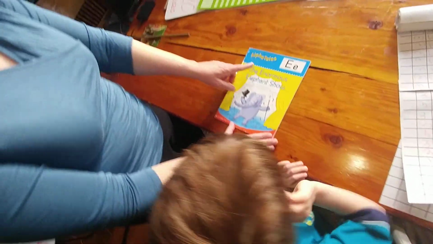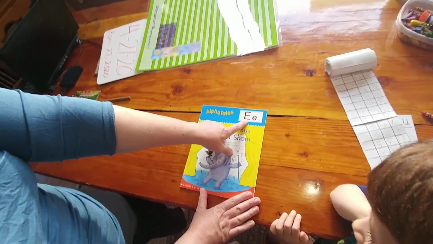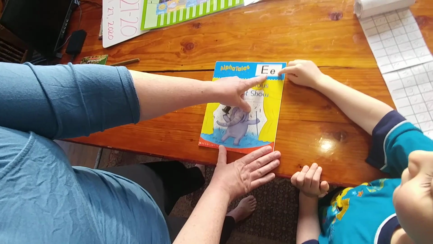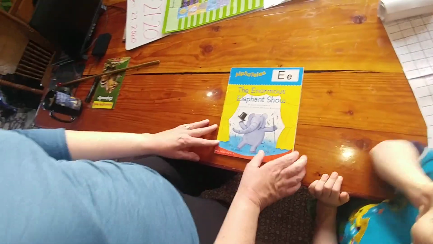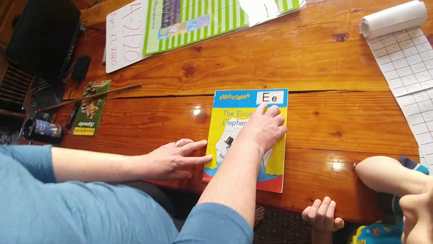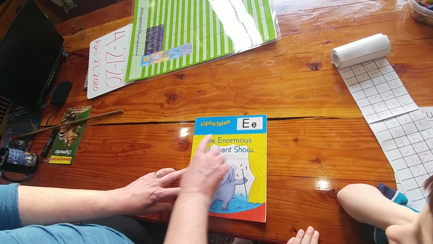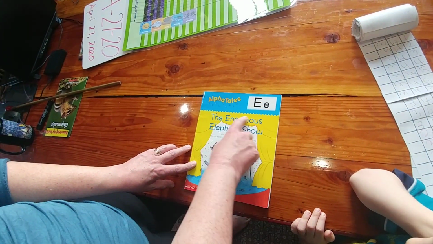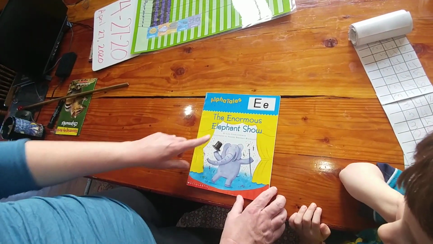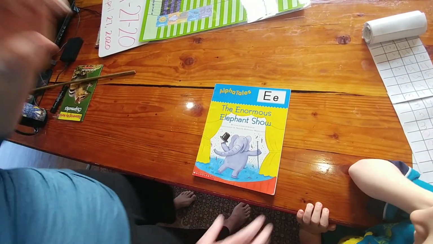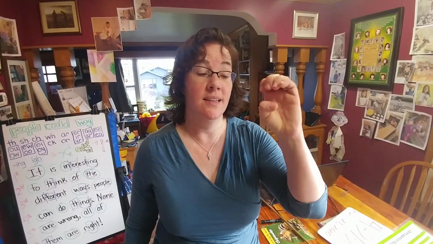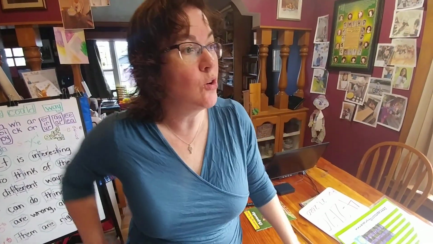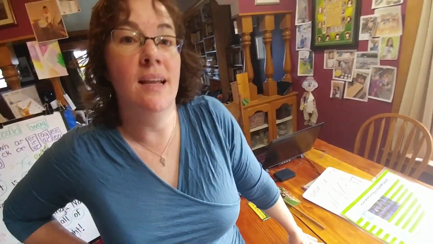Let's read our book. This is E. There's an uppercase E and a lowercase E. You have two lowercase E's in your name. It's called the Enormous Elephant Show. Enormous means very big. The Enormous Elephant Show. E in sign language is like this. Eh, eh, eh. And who in our class has names that start with E?